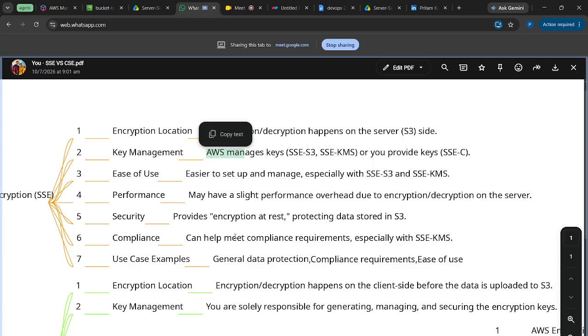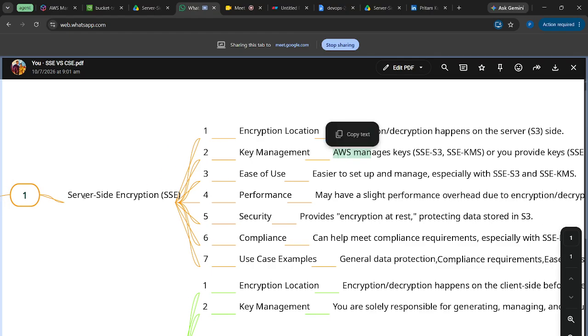Seventh point is use case examples, real-world examples. Let's take a look. Generally, when we opt for data protection, we enable encryption. Compliance requirement, already discussed in point number 6: for auditing, to pass every test, we encrypt the data. Ease of use: to be handy to use, we basically go with server side encryption.